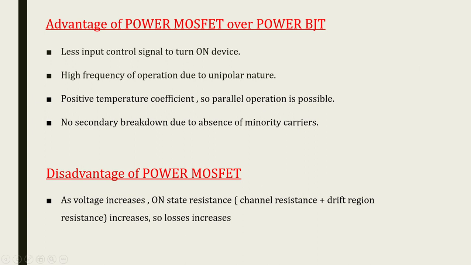So here parallel operation is possible, but in case of BJT, parallel operation is not possible due to negative temperature coefficient. Here we are having positive temperature coefficient, so parallel operation is possible.